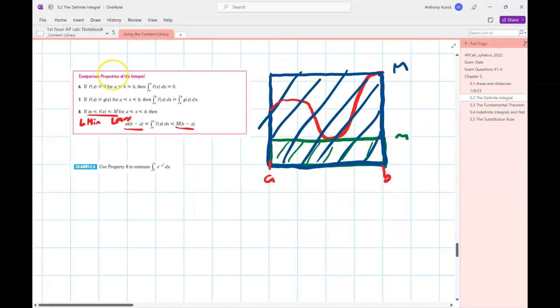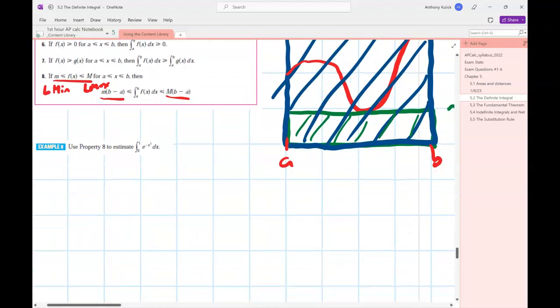So it says here to use property 8 to estimate the integral from 0 to 1 of e to the negative x squared dx. The key here is I want to figure out, is that something that's always increasing or always decreasing? If it is, then it's easy to find the local min and the local max over that interval because it's just going to be the endpoints of the interval.